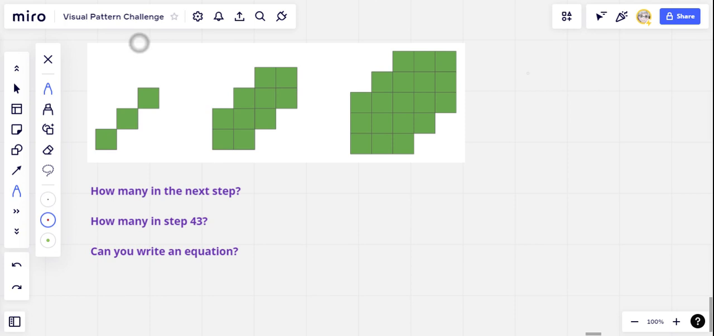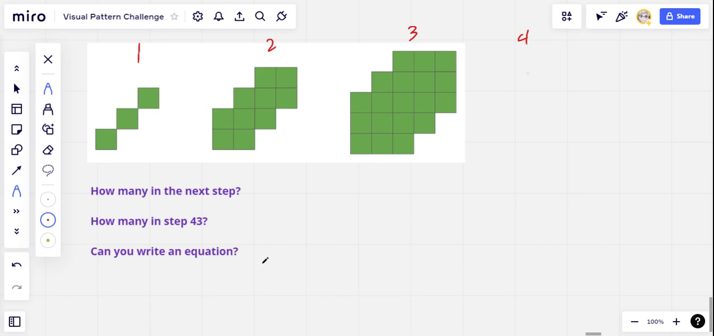Here's our pattern today. Here's step one, here's step two, here's step three. And your challenge, and it's a tricky one today, is to predict the number of squares in step four. If you can manage that, a much more difficult challenge would be to predict the number of squares in step 43. This is not easy.